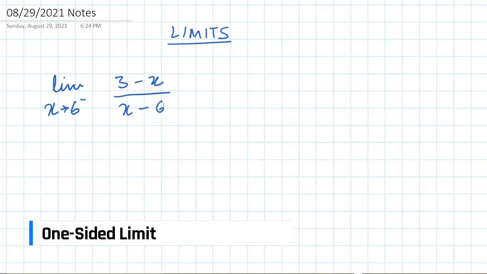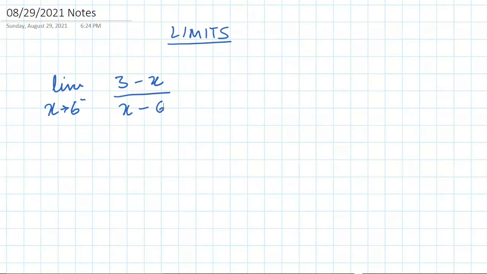This is a left limit, right? We're coming at 6 from the left of 6. The left of 6 means it's smaller. X is smaller than 6. Left limit means you're arriving at 6 from this side. That means X is somewhere here.